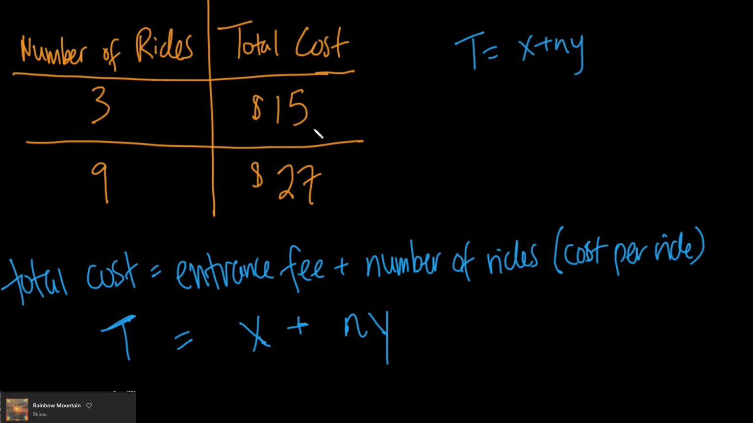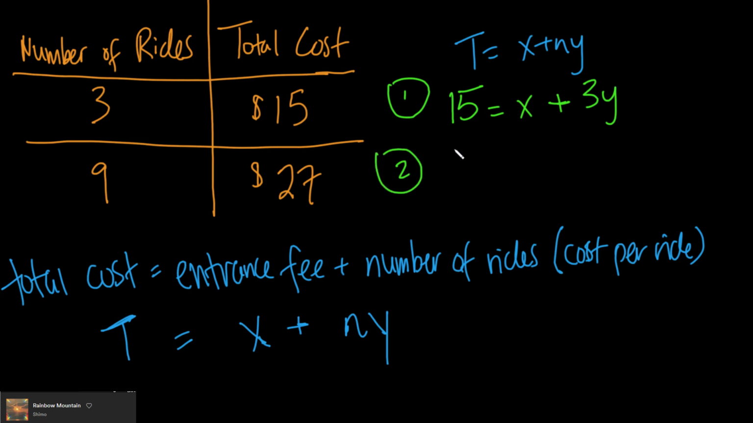Now let's plug it into our first table. If our total cost here is 15, then 15 for our total cost equals our entrance fee, which we don't know, plus n, the number of rides, times y. So we have our first algebraic expression here. Our second one, we can use our second table: total cost is 27 equals entrance fee, which we don't know, plus 9 rides times y. So now we have 2 algebraic expressions.